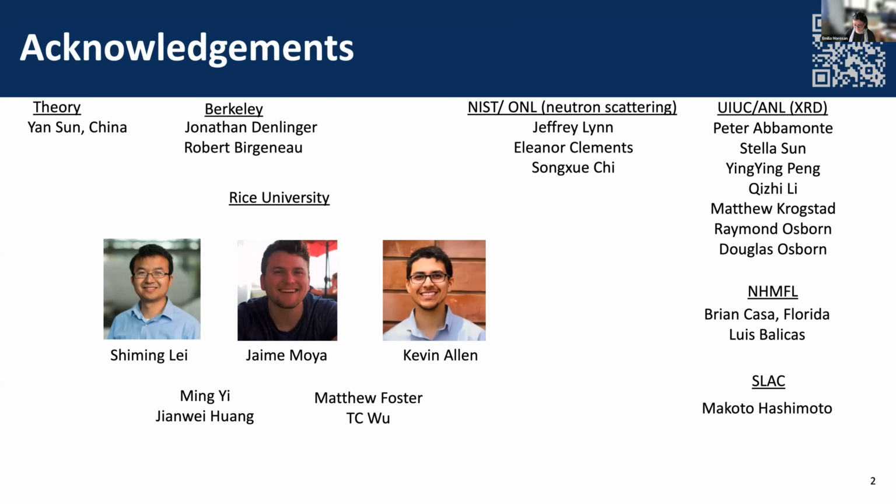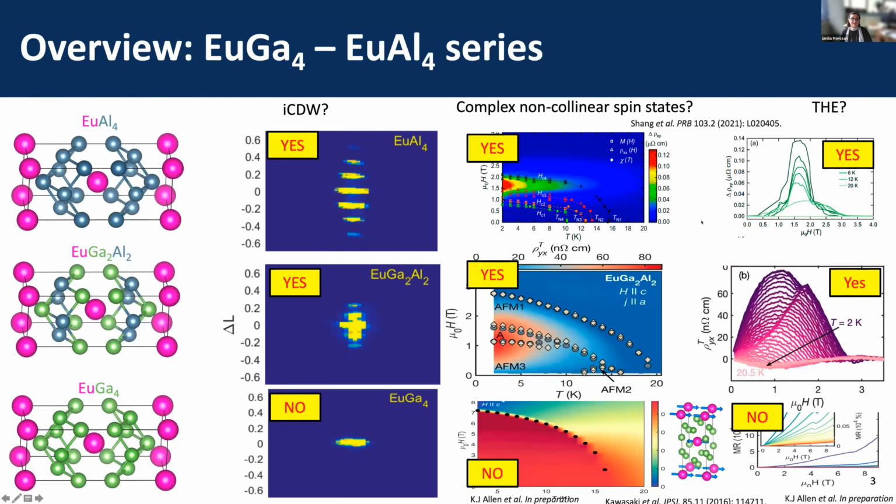All right, so let's move on. This is an overview, or a look back, of how we ended up with today's story of EuGa4. It's part of a bigger story that spans the entire gallium to aluminum series of compounds, where several years ago, a previous student in my group synthesized not only the end compounds, the pure EuGa4 and EuAl4, but also EuGa2Al2, which you can think of as a 50-50 dilution between the gallium and aluminum on the sites shown in this crystal structure on the left in blue and green.